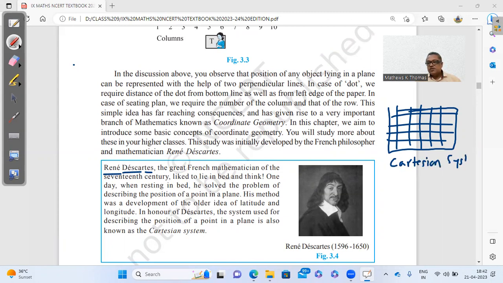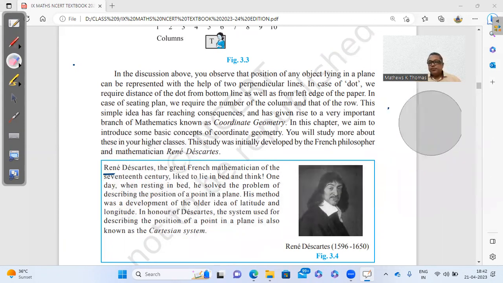Okay, the coordinate system is also referred to as the Cartesian system because the person who gave the system was René Descartes, right? So Cartesian system is the same as the coordinate system. We need to understand this.